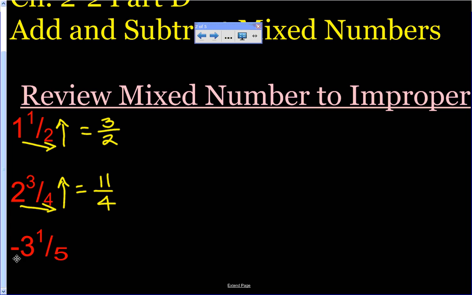On the negative here for this one, you just carry the negative over, remember? So you don't do negative 3 times 5 plus 1. You do 3 times 5 plus 1, and the negative just gets carried over in front of your new answer. So 3 times 5 is 15, plus 1 is 16. So we have negative 16 over 5. Okay, so that's going from a mixed number to an improper fraction.